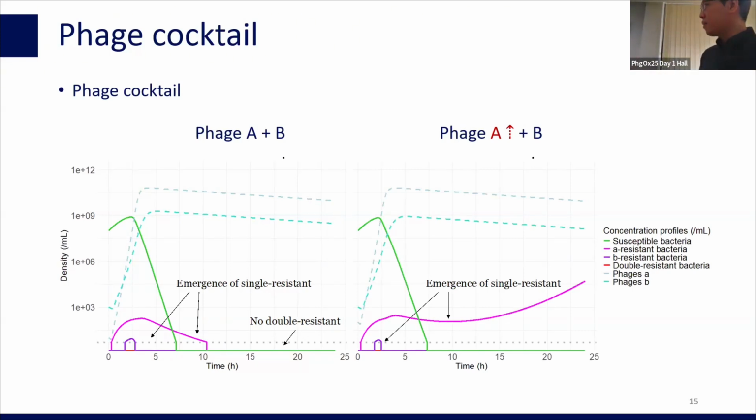What's happening here is that when there's a high dose of phage A, it kills too much susceptible bacteria. But phage B relies on susceptible bacteria as well to sustain itself, right? But now phage B has less food to replicate itself. So phage B cannot kill sufficiently the phage A resistant bacteria, leading to the failure of treatment.